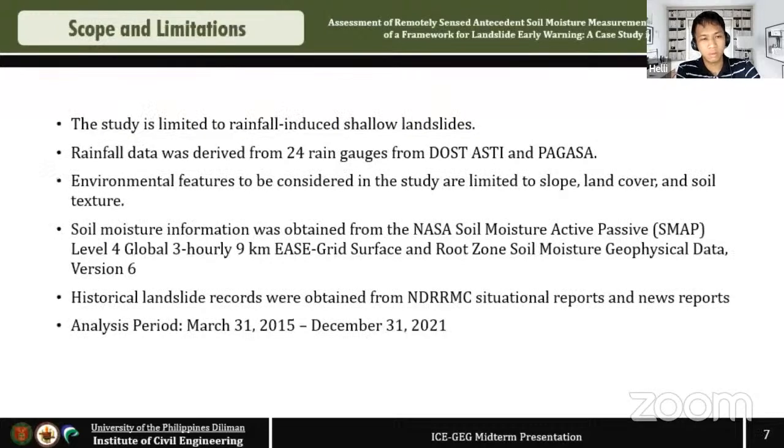For scope and limitations, the study is limited to rainfall-induced shallow landslides. Rainfall data was derived from 24 rain gauges from the OST, ASTI, and PAG-ASA. Environmental features to be considered in the study are limited to slope, land cover, and soil texture. Soil moisture information was obtained from the NASA SMAP Level 4 Global 3-hourly 9 km EASE-Grid Surface and Root Zone Soil Moisture Geophysical Data version 6. Historical landslide records were obtained from NDRRMC situational reports and news reports, and the analysis period is from March 31, 2015 to December 31, 2021.